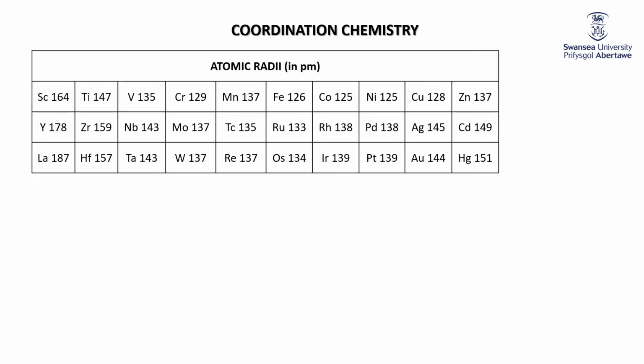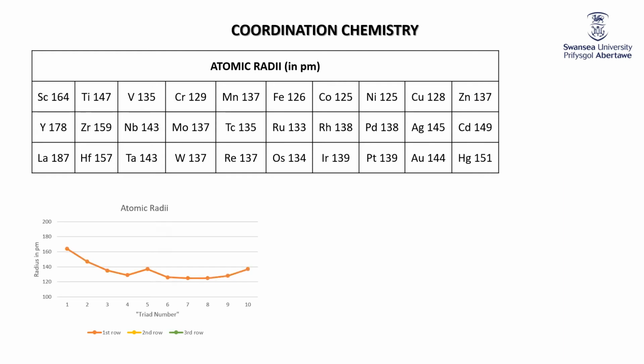And one of those is atomic radii. If you think generally, atomic radii decrease as one goes across the periodic table. And you can certainly see that here if we start off with scandium, 164 picometers, and then going down to 147, 135, 129, whoops, up to 137, but then 126, 125, whoop, going up again, and so on. Now, if we plot that out, we can see that little spike there at number 5, the triad number 5, which is manganese.